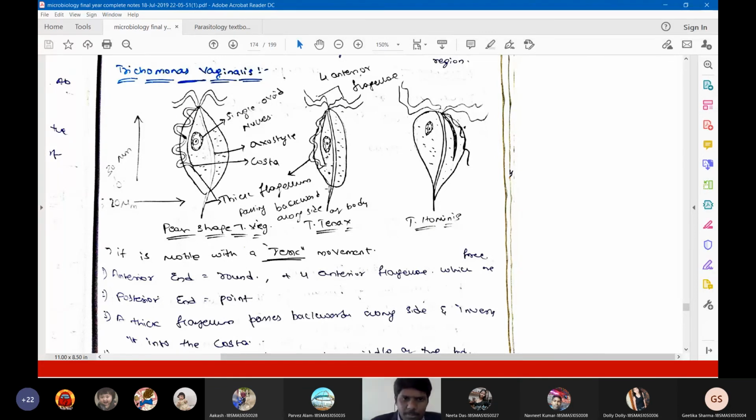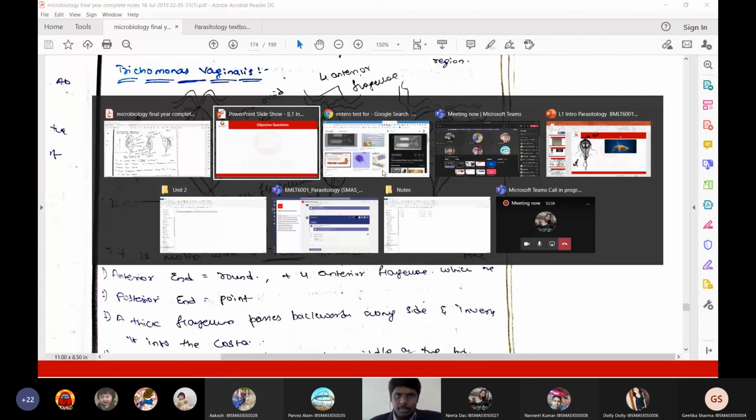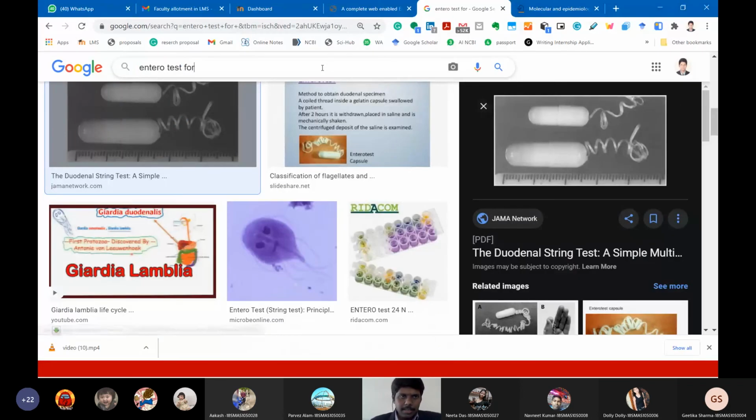And the movement of this Trichomonas vaginalis is very important. If you see the trophozoite movement in the sample, it will show jerk movement. It will move in a jerky way, the way my cursor is moving. That particular movement is called jerk movement. Or I will show you the image. See here.